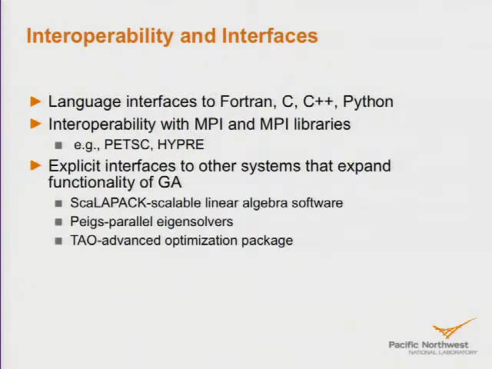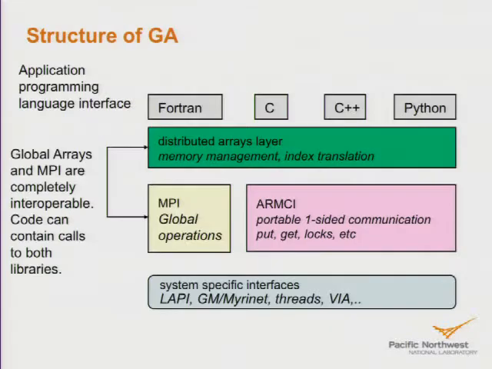So there are language interfaces to Fortran, C, C++, and Python. We have interoperability with MPI and MPI libraries, so things like PETSc and Hypre. There are explicit interfaces to other systems, so things like ScaLAPACK. PeIGS is kind of an old, at this point, parallel eigensolver, and TAO is an advanced optimization package.